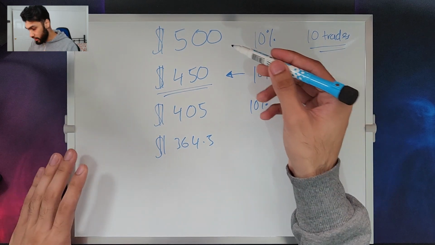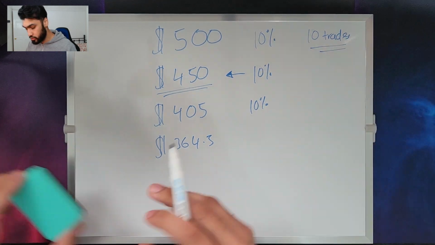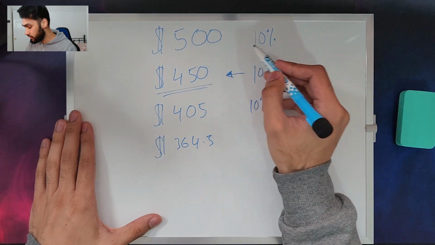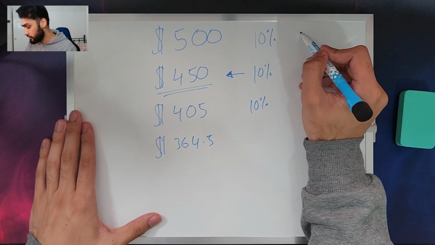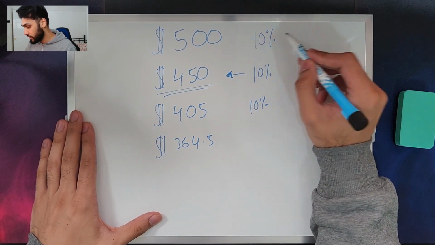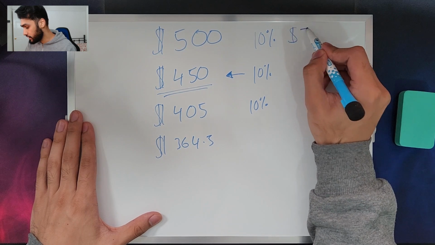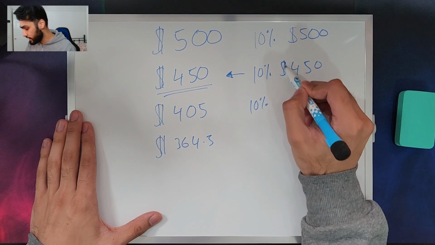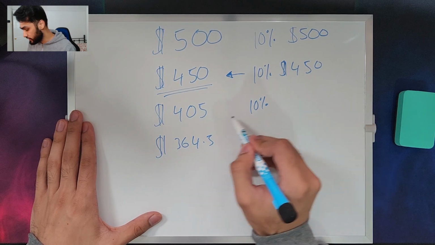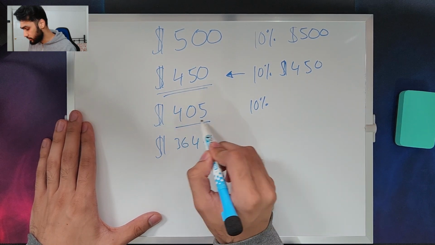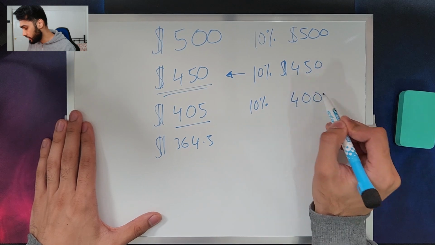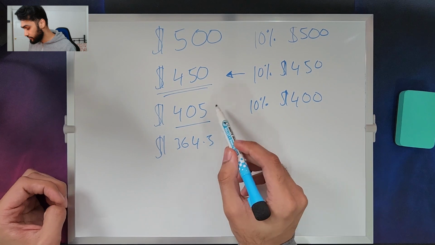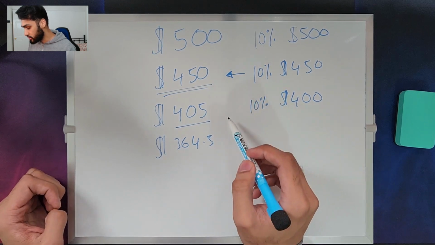Now your balance is gone down to $364.05. In comparison to the other strategy which we were using, if you're risking $500 and it's a fixed risk of $50, you've gone from $500 right over here to $450. So it's the same right now, but then in this case, instead of your account balance being $405, it will be an account balance of $400. So you're saving $5 extra by using this compounding strategy.